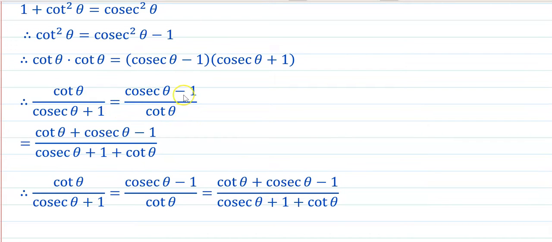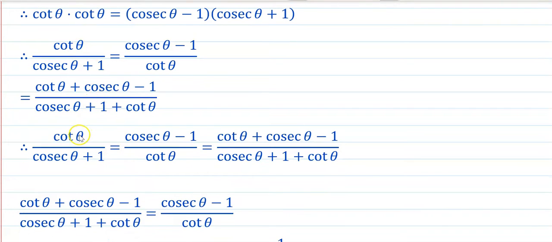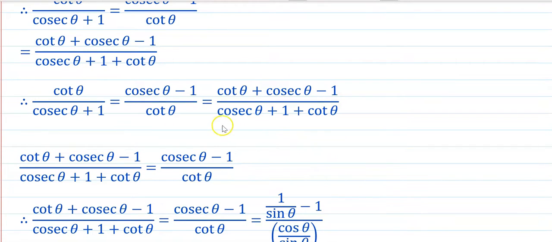Again by applying the theorem on equal ratios, sum of the numerator upon the sum of the denominator, that is cot theta plus cosec theta minus 1 upon cosec theta plus 1 plus cot theta. Okay, and therefore we can write here cot theta upon cosec theta plus 1, cosec theta minus 1 upon cot theta. Next, cot theta plus cosec theta minus 1 upon cosec theta plus 1 plus cot theta. Now see this here, we will write it here. Next equals to cosec theta minus 1 upon cot theta.